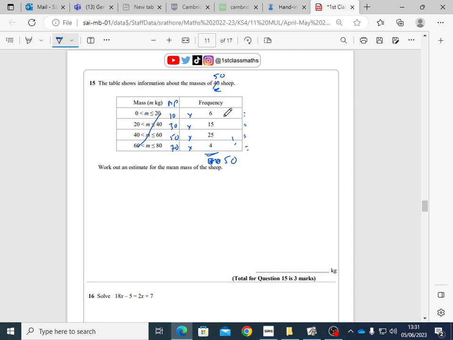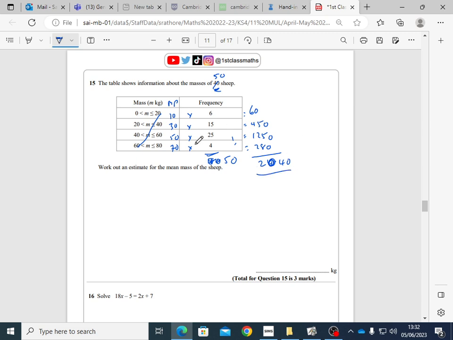So 6 times 10, 60. 30 times 15 is 450. You should be doing this on a calculator. 50 times 25 is 1250. And 4 times 7, 28, 280. And then once you get those, can you add them up? So I got 60, add 450, add 1250, add 280, 2040. So that's the mass.